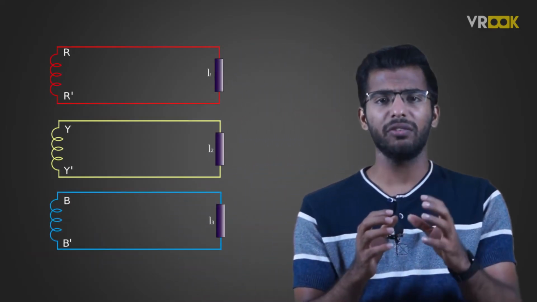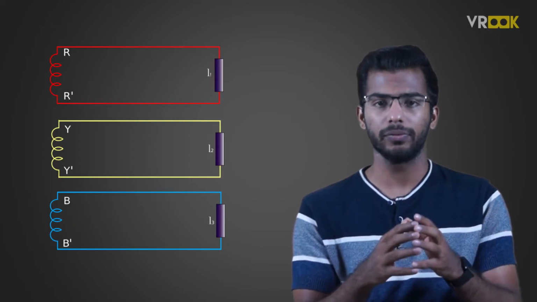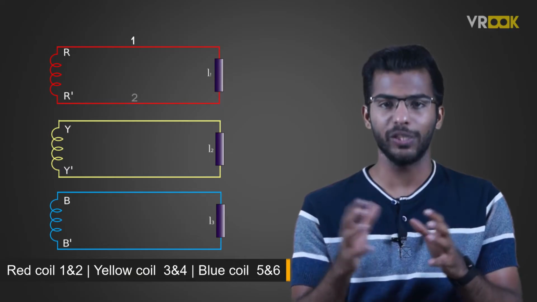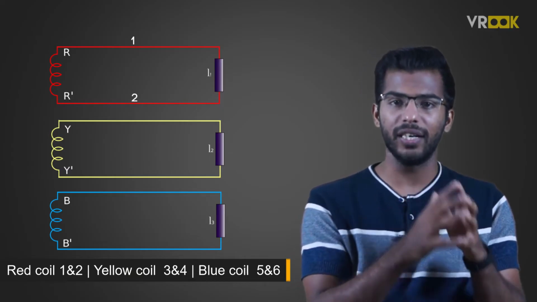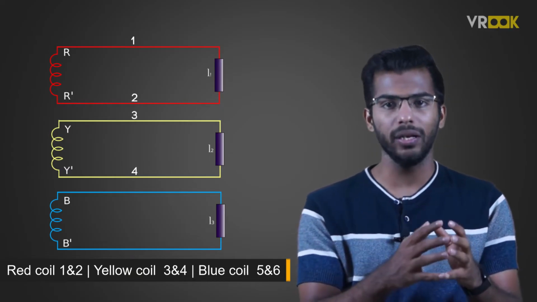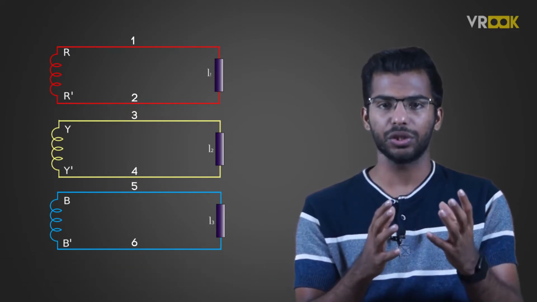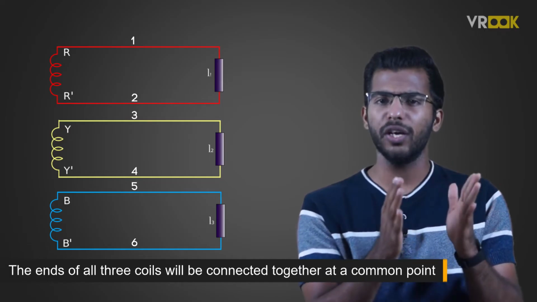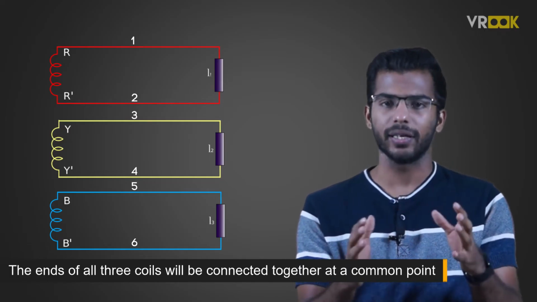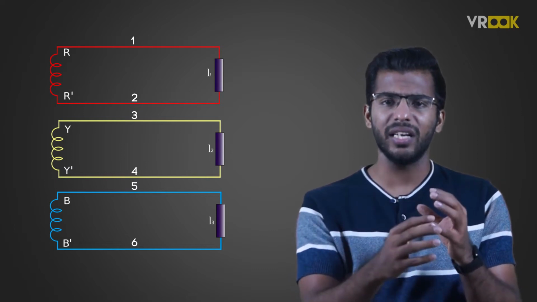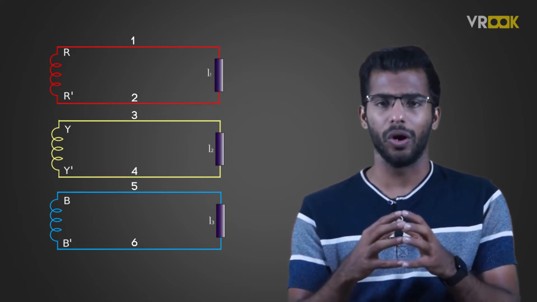We'll name the conductor wires of each coil now. In the red coil, we have two conductors, 1 and 2. Similarly, we have conductors 3 and 4 in yellow coil and 5 and 6 in blue coil. In star connection, one of the ends of all three coils will be connected together at a common point. The similar ends can either be starting end or finishing end of the coil.